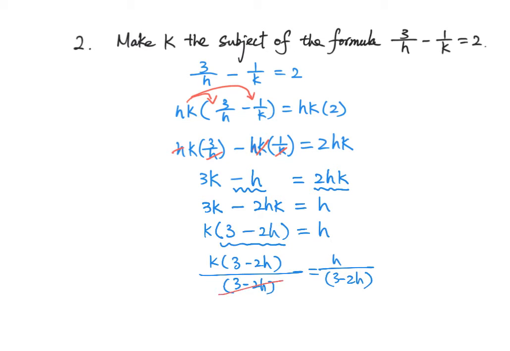So the bracket 3 minus 2H, 3 minus 2H can be cancelled. So K is left, K is the subject. So K is equal to the right hand side, H over 3 minus 2H. So that's it, K is the subject now.